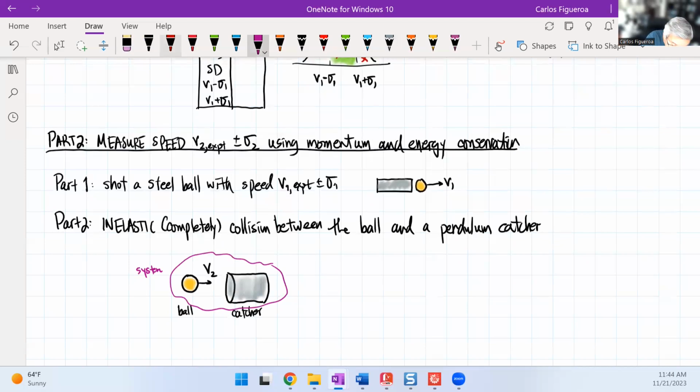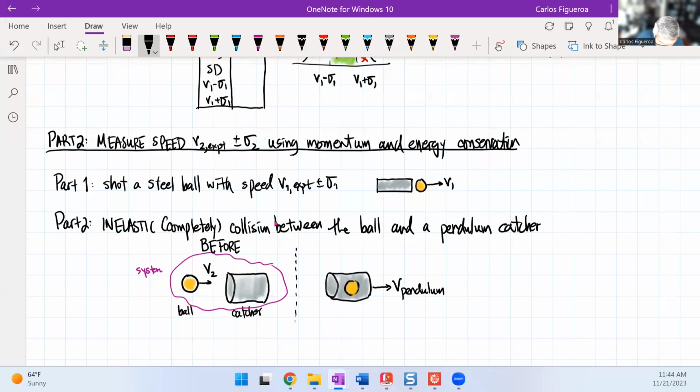So if I'm looking at my system, this is what's going to happen beforehand. And then after, I have a collision. And so now I have my catcher. And we assume again that the collision is instantaneous. But now the combo of the two is leaving at some speed that I call V pendulum. And this is what's happening after the collision.